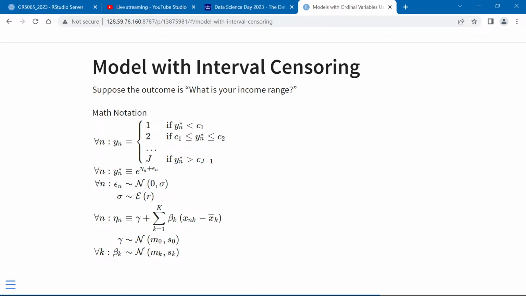Exponential with a rate of r. Expectation of that is the reciprocal of r, whatever. Okay, how's eta constructed? Same way it's been constructed all semester. What are your priors on gamma and beta?